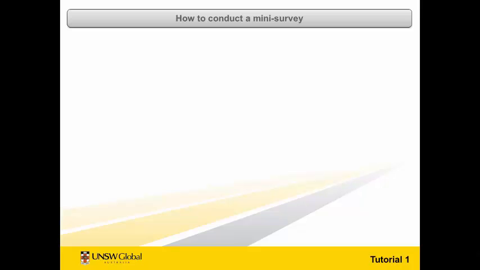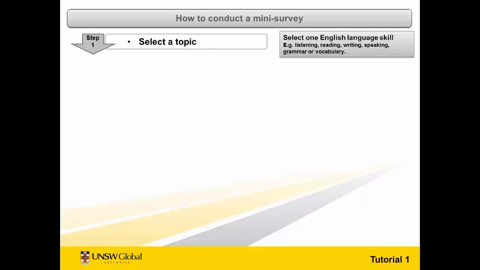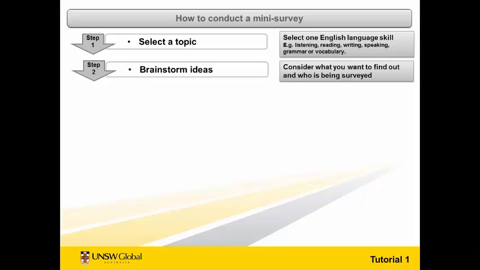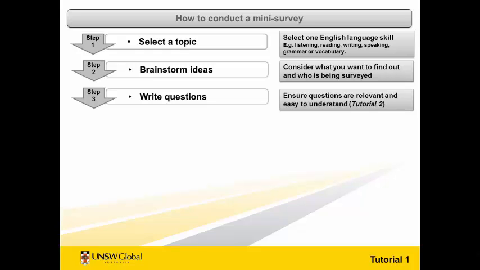Now, the important thing I'd like to finish this tutorial with is how to conduct your mini survey. So the first thing that you need to do is to select a topic. And you're going to be selecting an English language skill such as listening, reading, or writing. You then need to brainstorm ideas with your group and consider what you want to find out and remember who is being surveyed. You then write questions. Ensure your questions are relevant and easy to understand. We'll be discussing more about this in Tutorial 2.